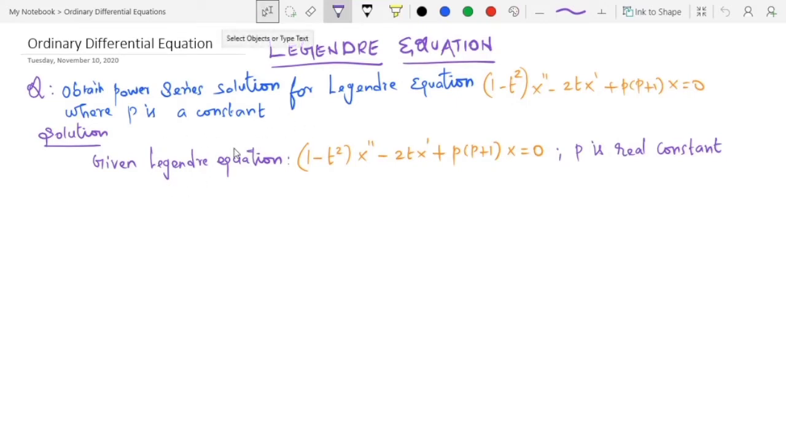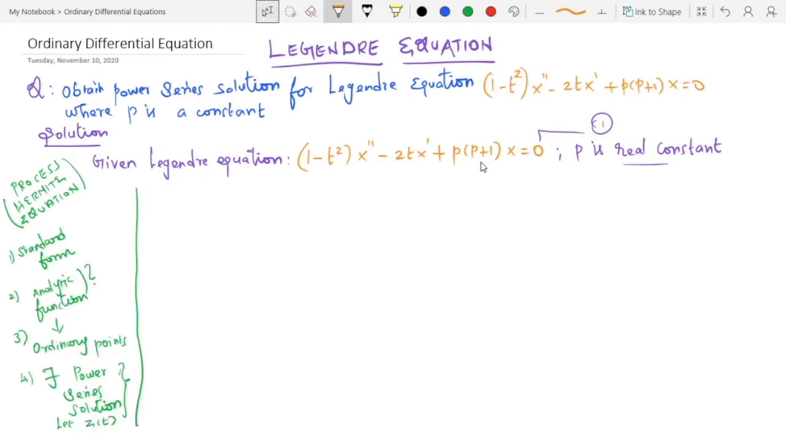Okay, let's move to solve. Given the Legendre equation, write the same. Let it be equation number 1, where p is a real constant. The same process is carried over here as we did in the Hermite equation. Shortly, we recall the process of the Hermite equation.